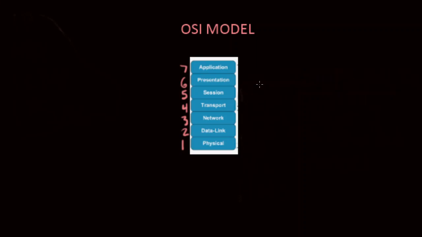And the next layer that we have is layer 7, the application layer. And this layer is the services that are used with the end user application. So in here we will find HTTP, and we'll also find SMTP.